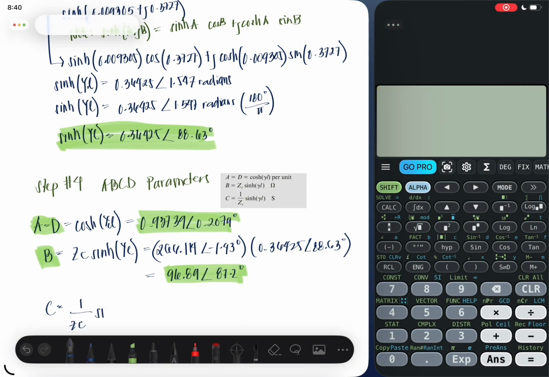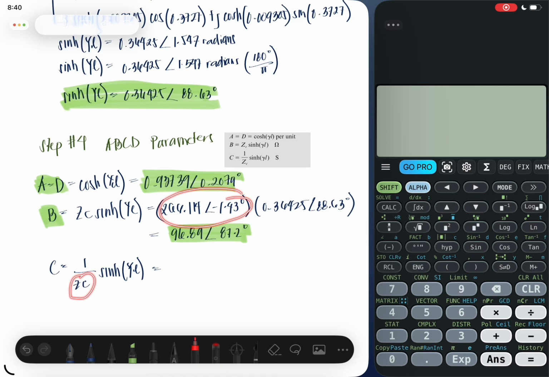Parameter C. Divide the hyperbolic sine value by the characteristic impedance. This gives you the shunt transfer admittance of the line, measured in Siemens.